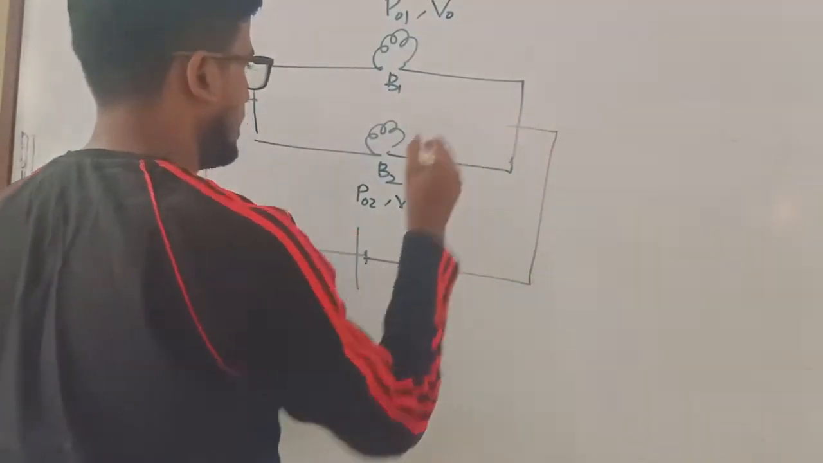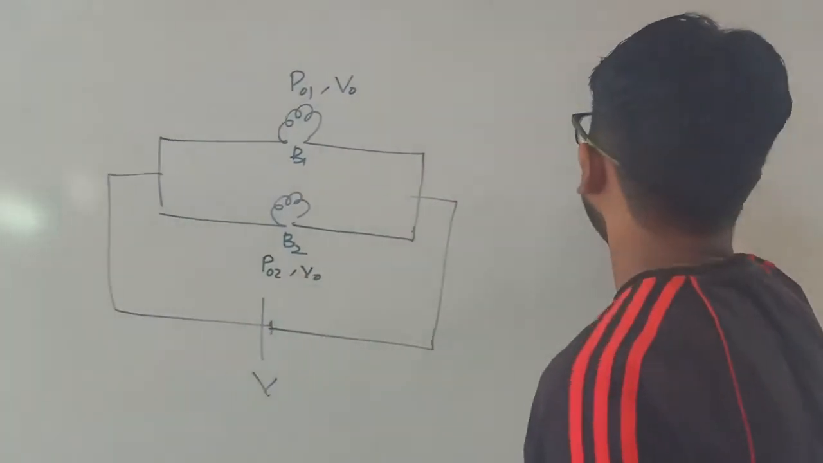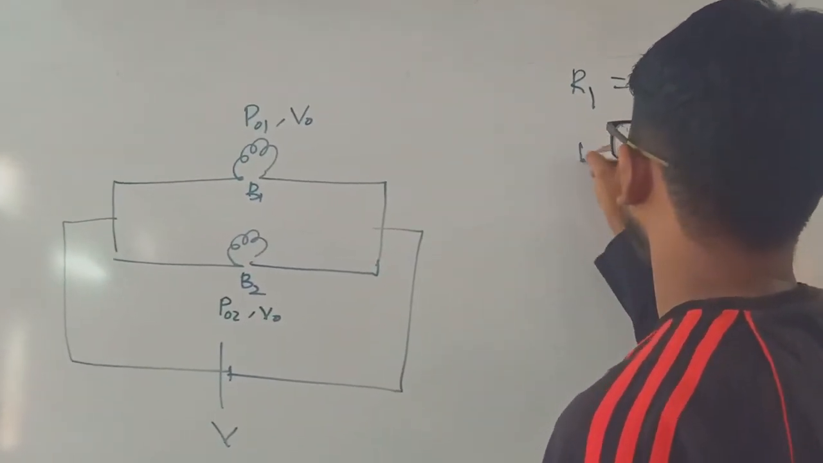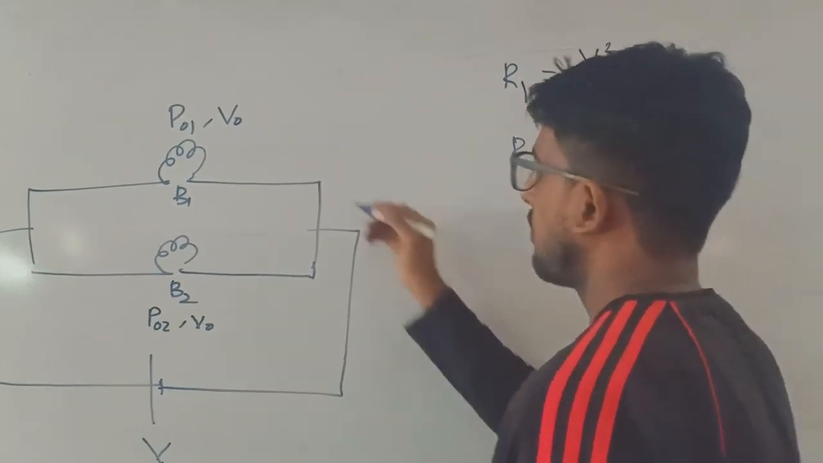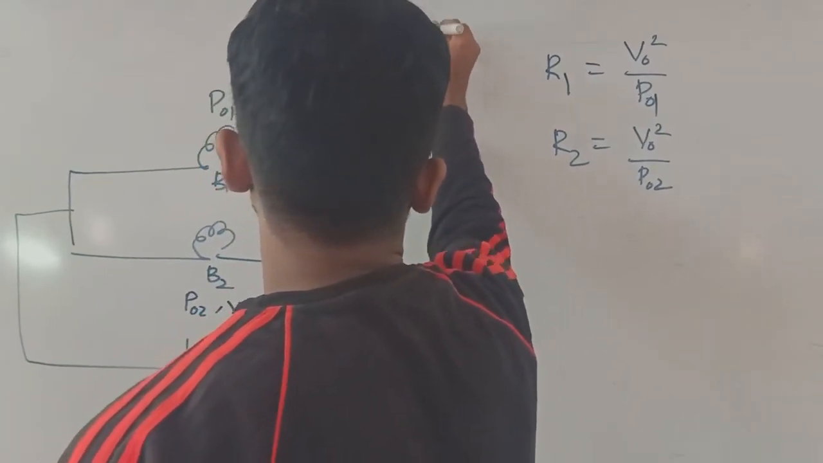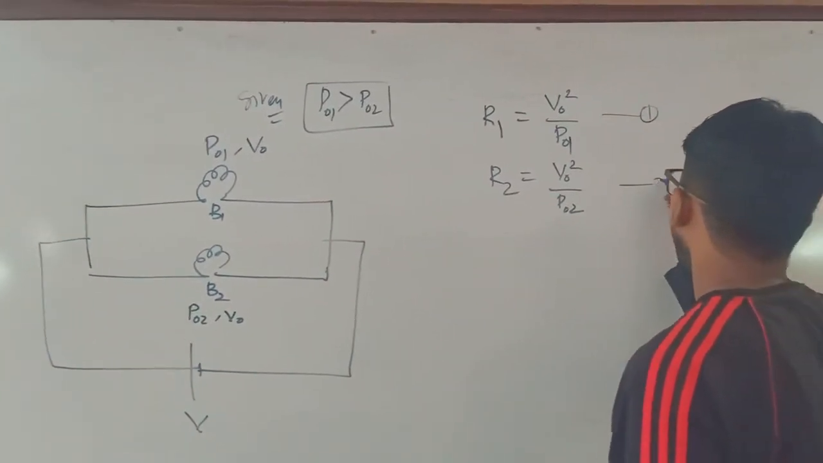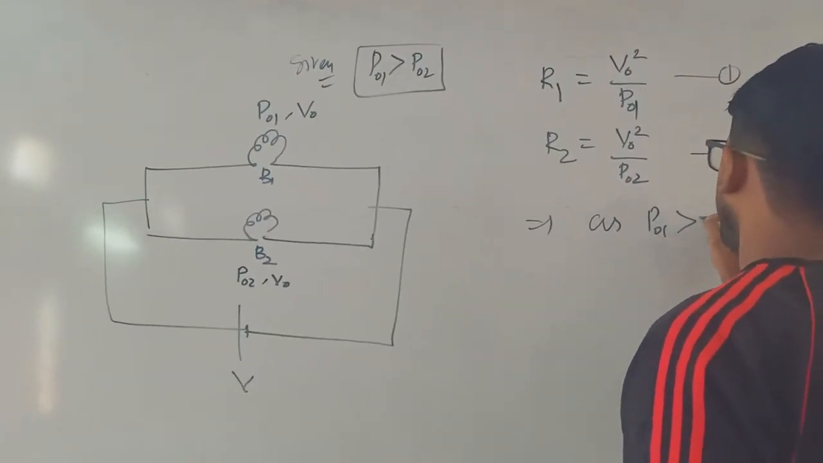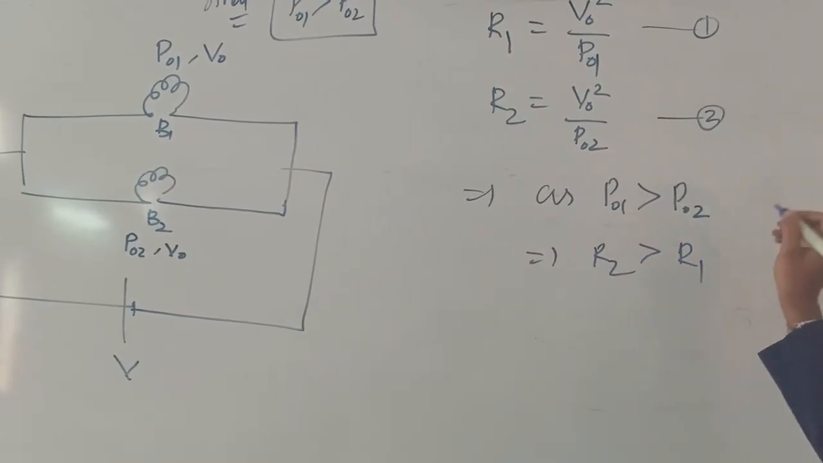Okay, so from this we already calculated that the resistance of bulb R1 equals V0 square by P01 and the resistance of bulb R2 equals V0 square by P02. For the given case we already took that the power of 1 is greater than the power of 2. This is given. So from equations 1 and 2, as P01 is greater than P02, this implies R2 is greater than R1.